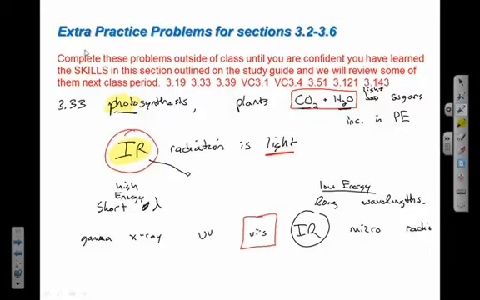Other questions? Yes? I don't know what question it is. It's shining two different lasers from a metal object. The yellow laser and the blue laser.